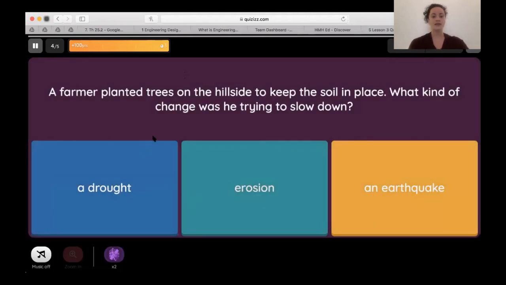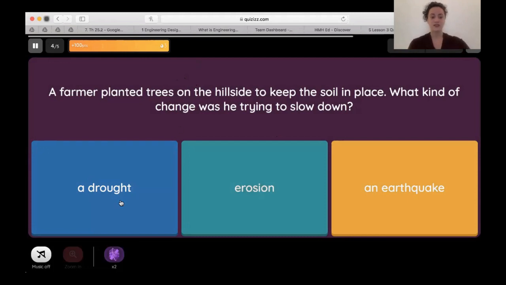A farmer planted trees on the hillside to keep the soil in place. What kind of change was he trying to slow down? Could planting trees slow down an earthquake? Does planting trees stop an earthquake? Everybody? No. Exactly. Planting trees does not stop an earthquake. An earthquake is still going to happen.